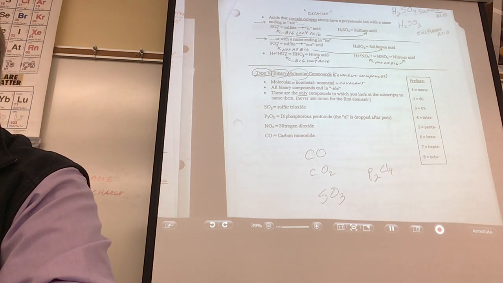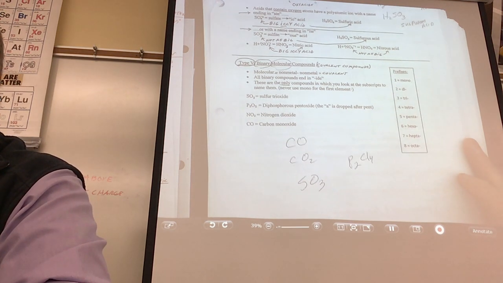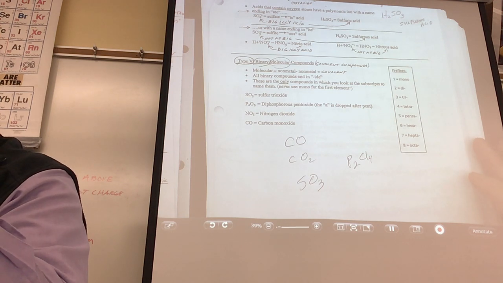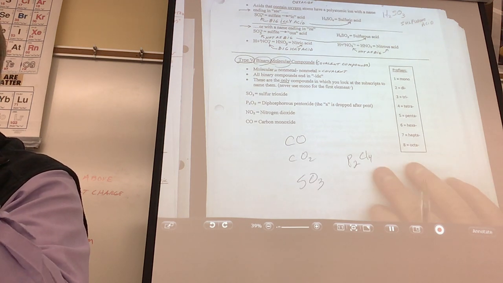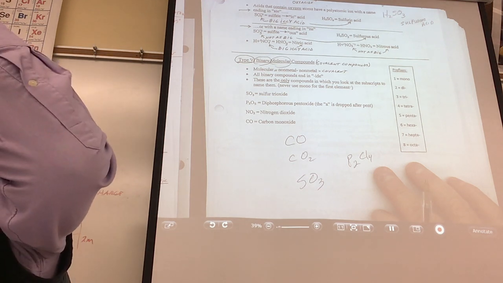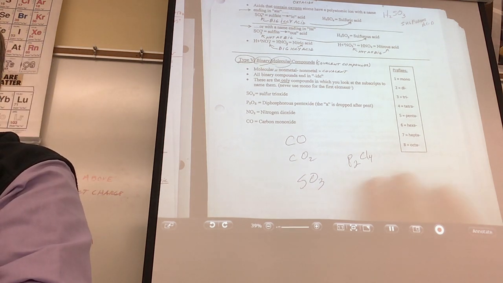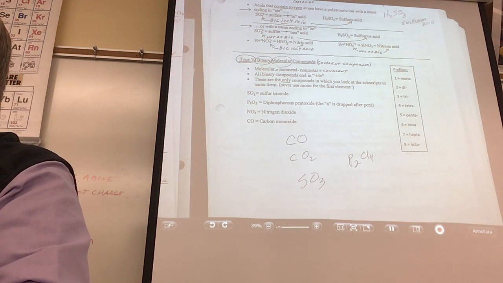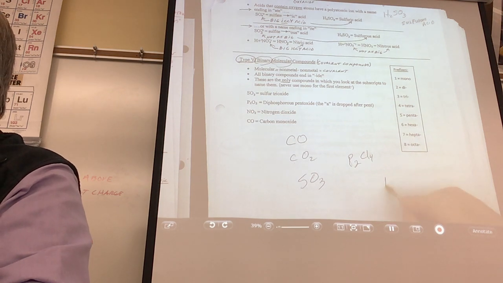What about that? I just made that up. What do you think? Diphosphorus tetra... and it ends in -ide. Why is it in -ide? All binary compounds end in -ide. See that? I'm not worried about this one. The only thing that worries me is that you will do something like this.